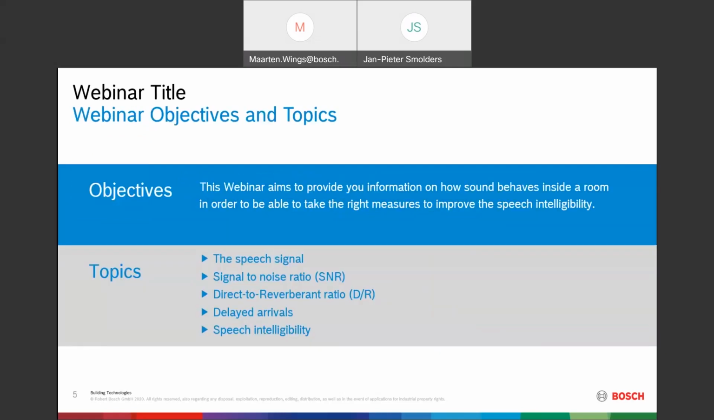Today's topic, speech intelligibility, and in specific, how can you improve speech intelligibility in a certain room? Which measures do you have to take? The topics of today are the speech signal, signal to noise ratio, direct to reverberant ratio, delayed arrivals, and at the end we'll go into the speech intelligibility and STI measurements.